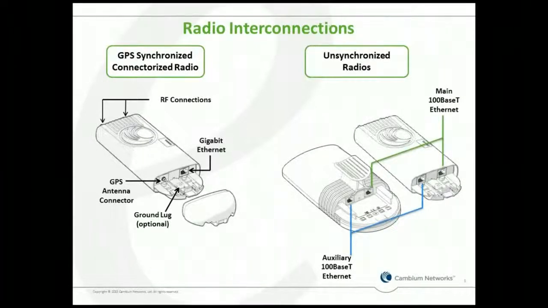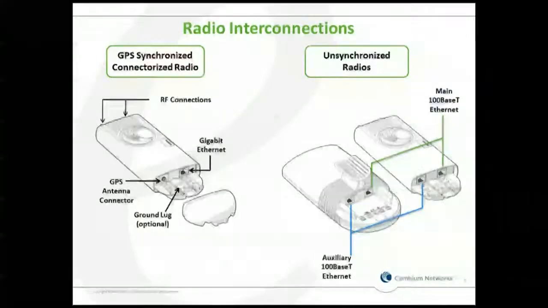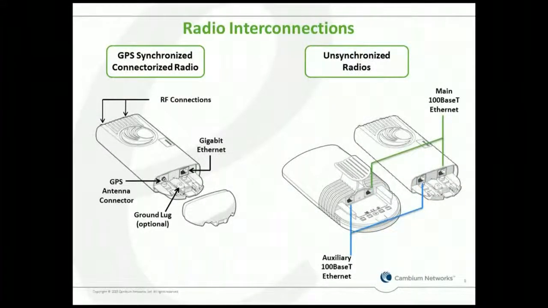The two different radios have different interconnection capabilities. The GPS synchronized radio has a gigabit Ethernet port that is also standard PoE compatible, 802.3af, and it has a connection to an external GPS antenna that helps you get better reception from the GPS timing. The unsynchronized radios both have two fast Ethernet ports. There's a main port where the radio receives data and power, and then there's an auxiliary port where a secondary device can be connected for additional connectivity.